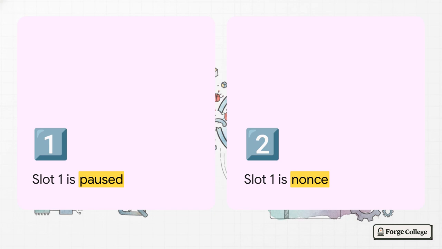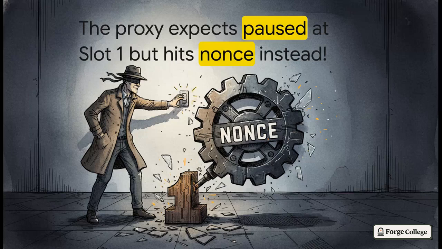But check out version 2 on the right. A dev decided, hey, we need to track a nonce, so they added it right below owner. See how adding that nonce in version 2 pushed our paused boolean right out of its original spot? It got bumped all the way down into slot 2. And this right here brilliantly illustrates the resulting chaos. The proxy is blindfolded. It reaches for slot 1, expecting paused, but hits nonce instead.